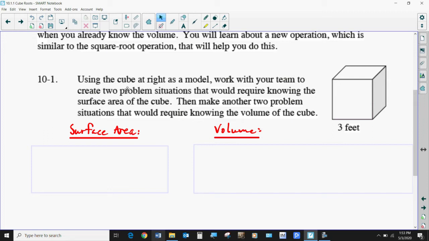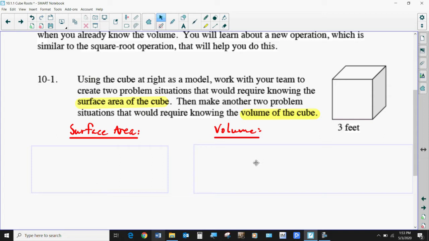So using the cube at the right as a model, work with your team. You don't have your team available to you, but you can at least think about it. Create 2 situations that would require to know the surface area of a cube and another 2 situations where you'd need to know the volume. This is typically where students raise their hand after they've had a conversation in their table groups, and we make a list of all the different situations where you'd need to know surface area for a cube or any prism for that matter, and then the volume.